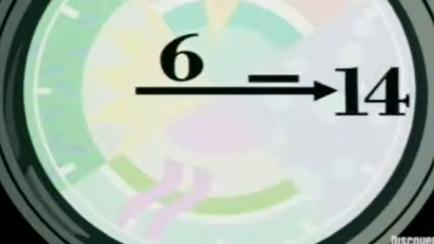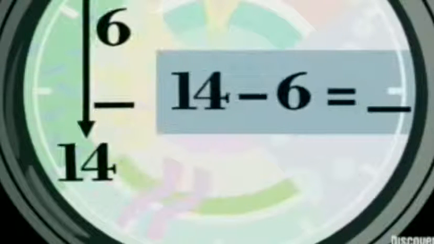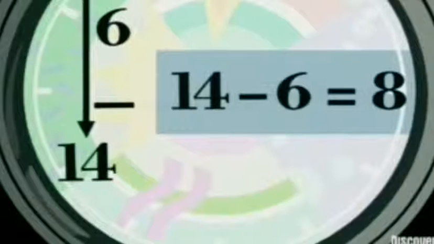Here's a family with the small number missing, and here's the same number family going down. We figure out the missing number by starting with the big number and subtracting. What's the big number? 14 is the big number. Say the subtraction problem that starts with 14. Here's the problem. What's the answer? 8.